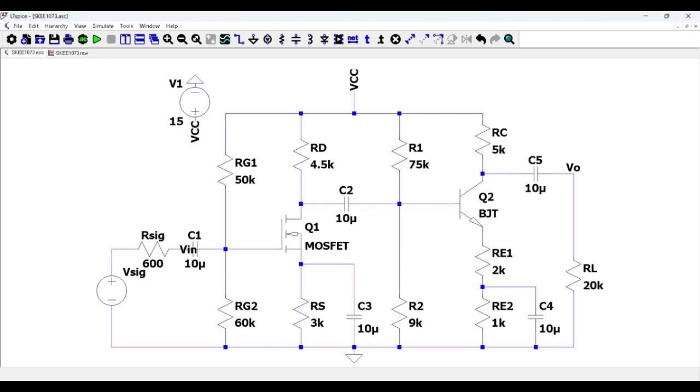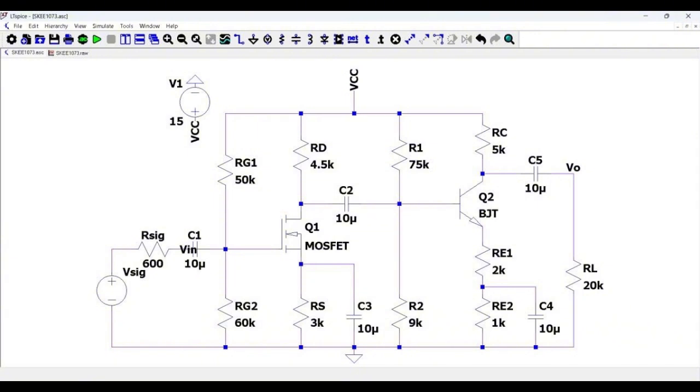This is our circuit diagram, which we use Multisim to design. We use a 15 volt DC rail. Our input is a 10 mV peak, 1 kHz AC signal with a 1600 ohm source resistance. Stage 1 is a common source MOSFET amplifier biased by a voltage divider. This stage provides a very high input resistance, so we don't load down our signal source.